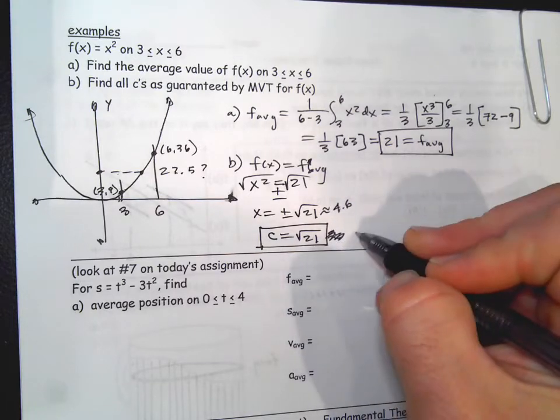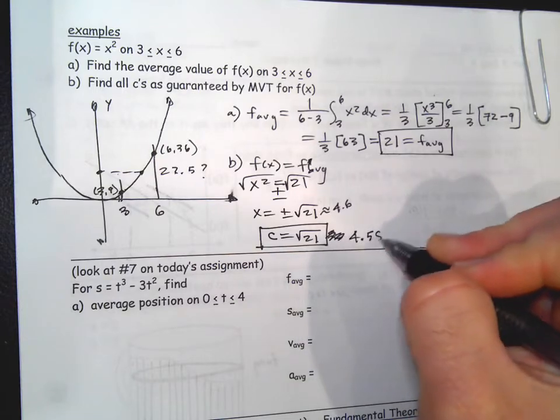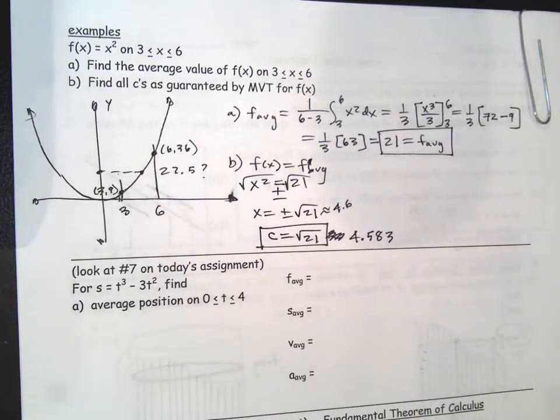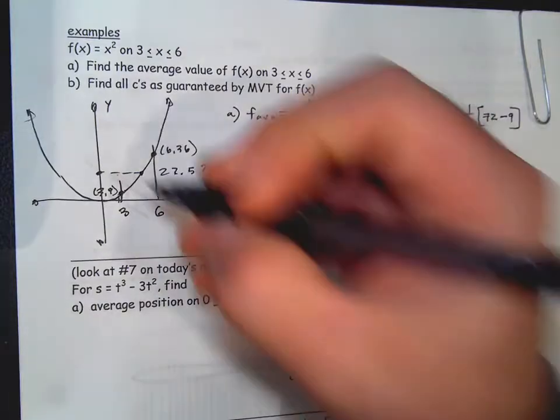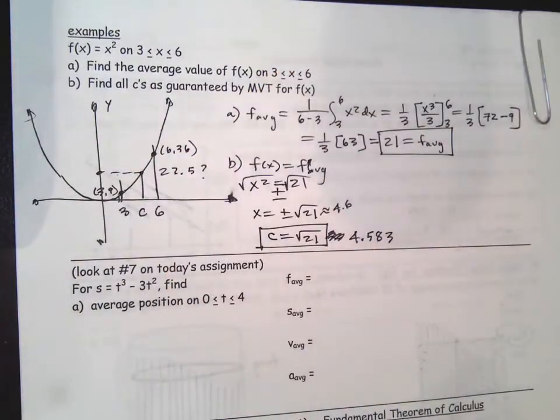Right? The calculator says it's 4.583. 4.6 is pretty good answer. So that's the idea. Okay.